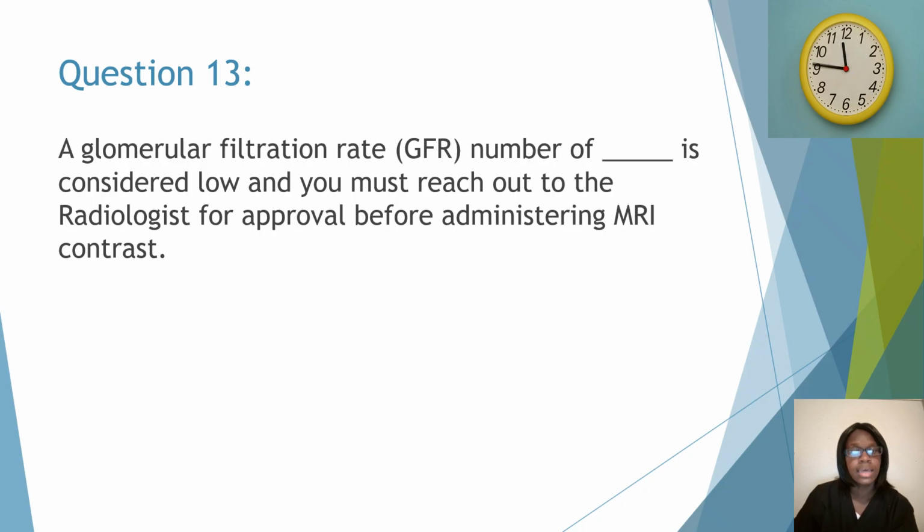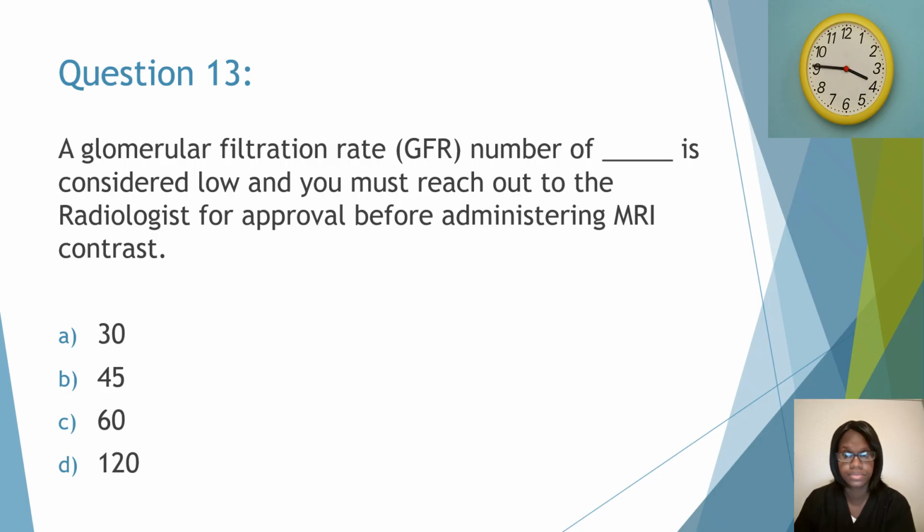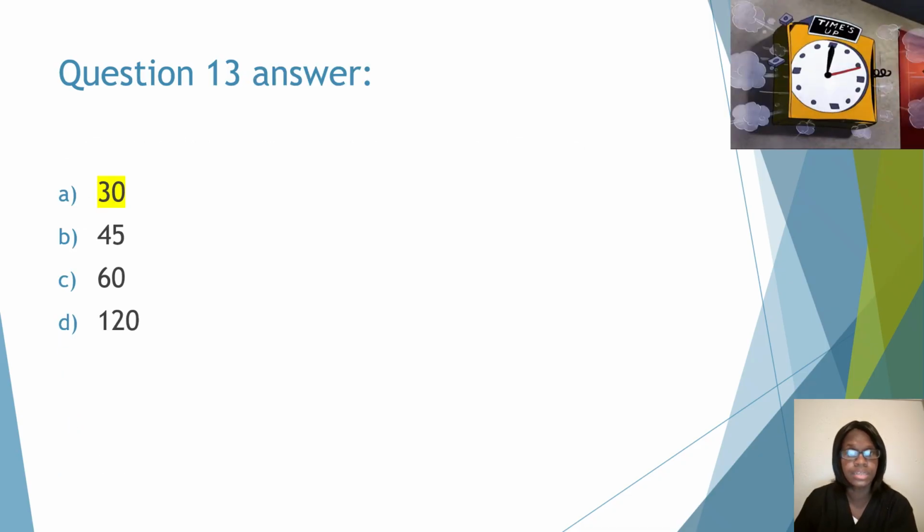Question 13. A glomerular filtration rate, or GFR, number of blank is considered low and you must reach out to the radiologist for approval before administering MRI contrast. A: 30, B: 45, C: 60, or D: 120. All right, the correct answer is A, 30.